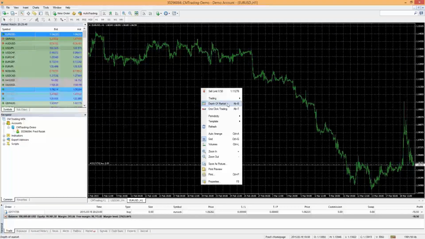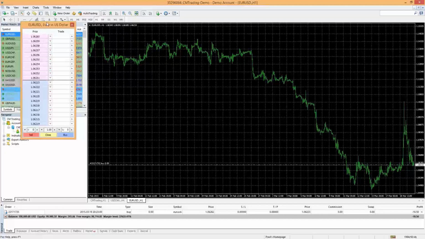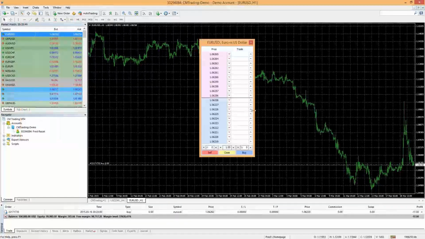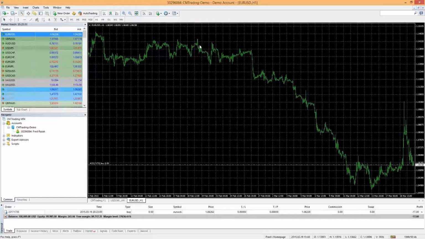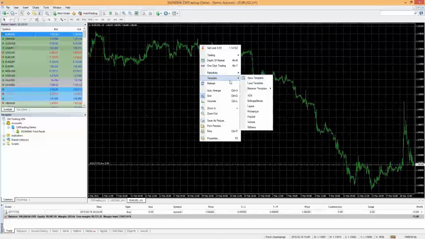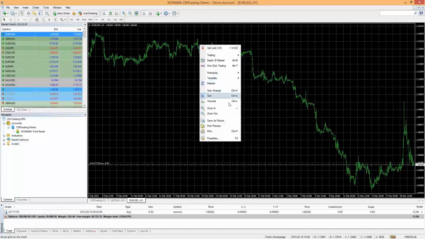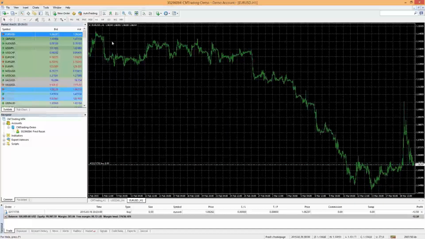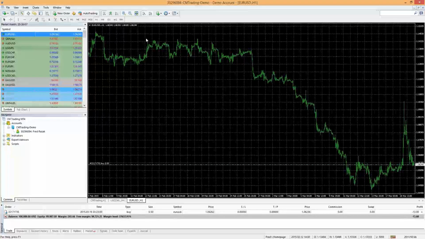Now you also have depth of market. This gives you a different perspective of where something is trading relative to the history. You also have periodicity, where you can change the time, the templates, the volume, the grid, zoom in, zoom out, all of which you have up here also. So you could go back and forth on those options.